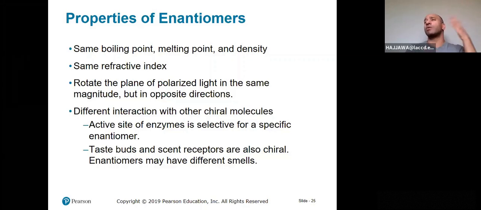That's different from diastereomers. Diastereomers can be different in terms of physical properties or chemical properties. So that's the distinction between enantiomers and diastereomers. Enantiomers have the same physical properties, same chemical properties, but different rotation of plane polarized light. Diastereomers have different chemical properties and physical properties.